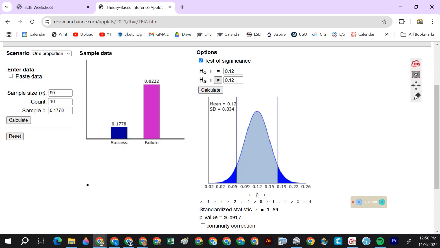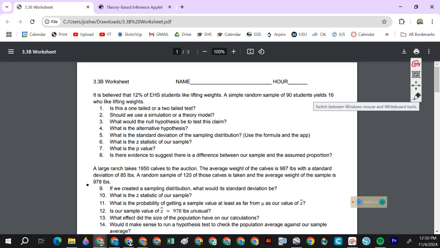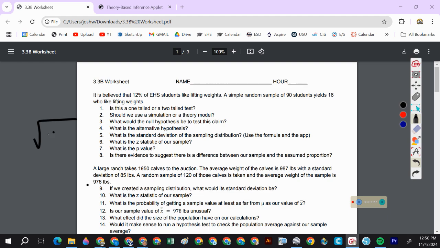So what is our standard deviation? Oh, shoot. Let's use the formula. What is the formula for the sample standard deviation using proportion? You guys remember? It's the square root of success times failure over n. Do you guys remember that? So it actually is pi times 1 minus pi over n.